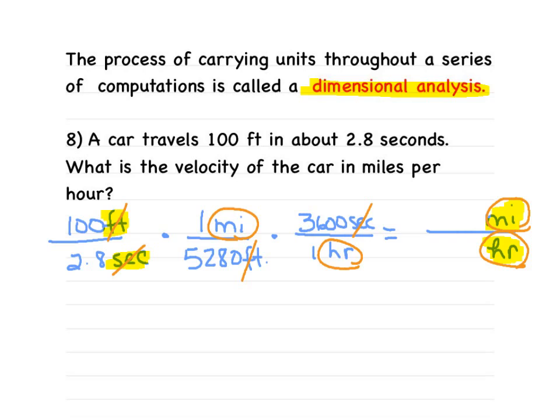So we have 100 times 3,600 is 360,000 miles. And then 2.8 times 5,280 is 14,784. And then we will simplify. And so this car travels 24.4 miles per hour.